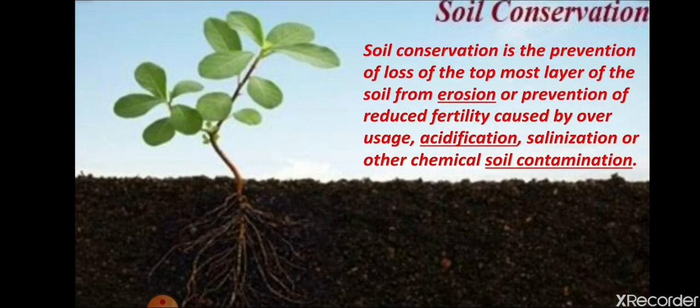Now we will learn about soil conservation. The word conservation is very familiar to you. Conservation means to protect. So soil conservation means to protect the topmost layer of the soil from erosion, or to protect the soil so that it cannot lose its fertility, so that the salt content in the soil does not increase, and to protect the soil from chemical or toxic pollutants.